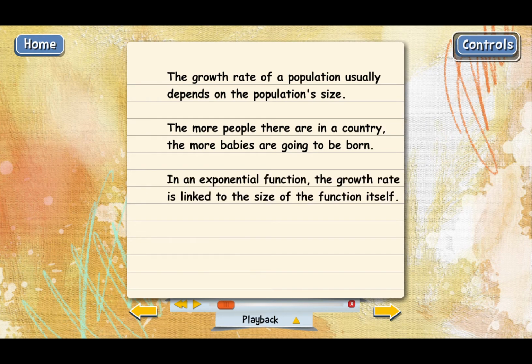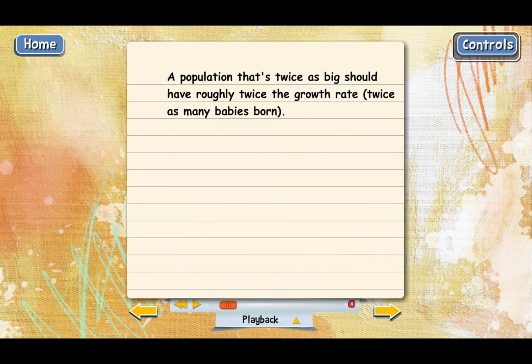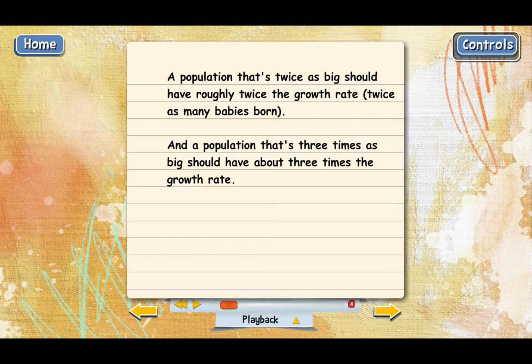So, for instance, when the function doubles in size, the rate of growth of the function doubles. When the function triples, when the value of y triples, the rate of growth of the function triples. That's the way it works. And that's exactly the kind of function that you need to represent population growth, because a population that's twice as big should have about twice the growth rate. And a population that's 3 times as big should have about 3 times the growth rate.